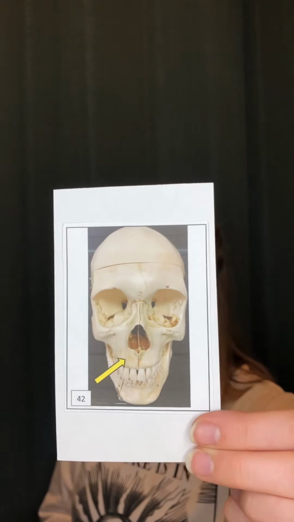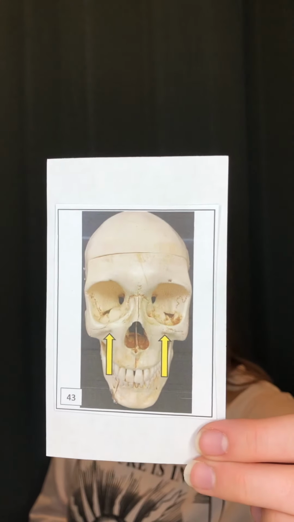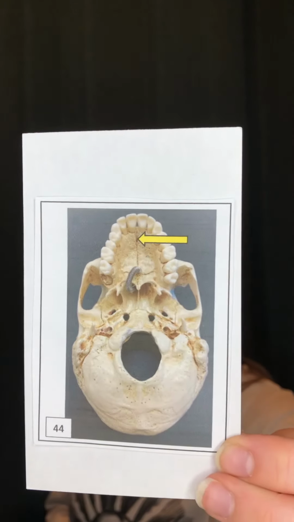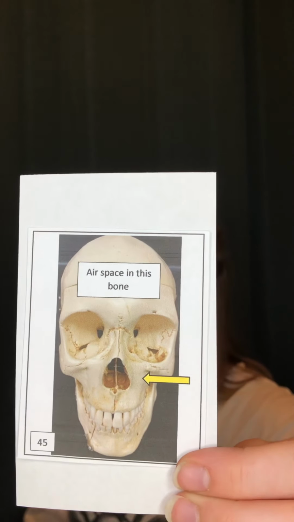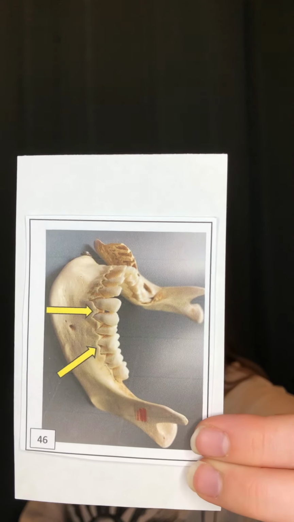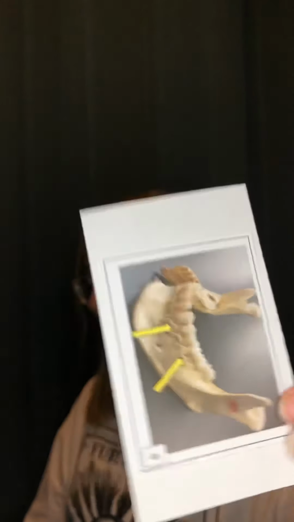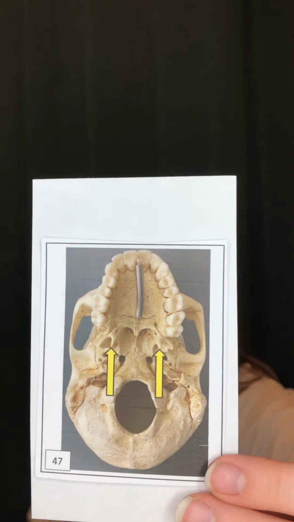the maxilla, infraorbital foramen, incisive foramen, and then the airspace in this bone is the maxillary sinus. The alveolar processes on the maxilla bone. The palatine processes, palate expanders.